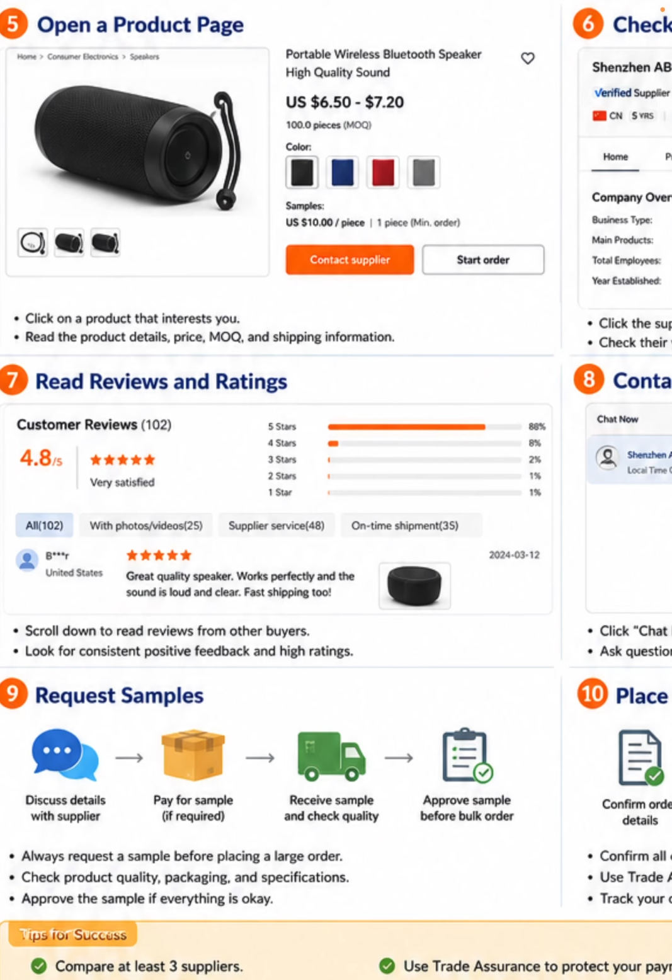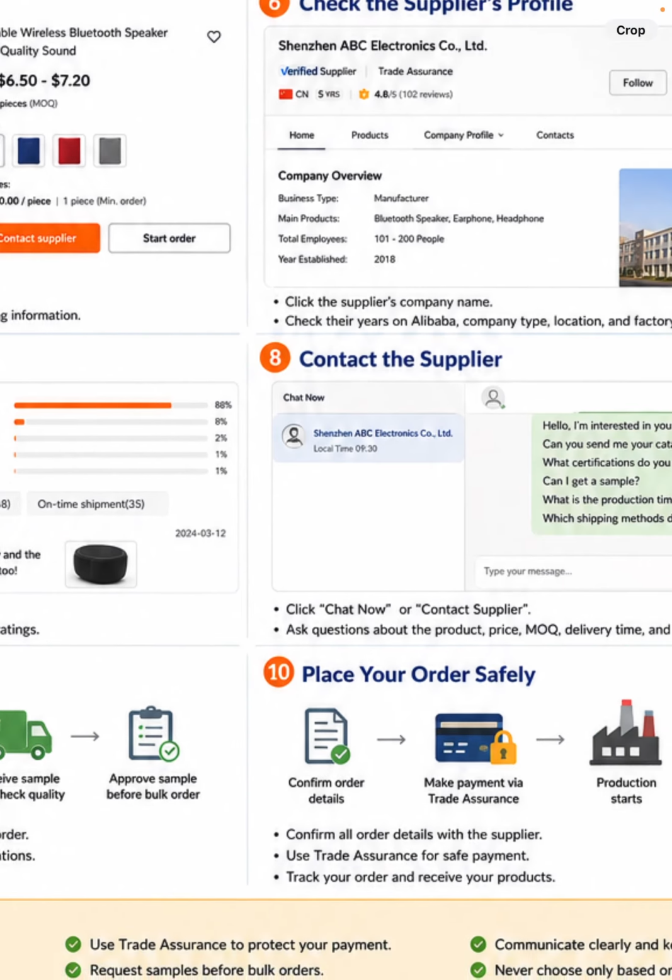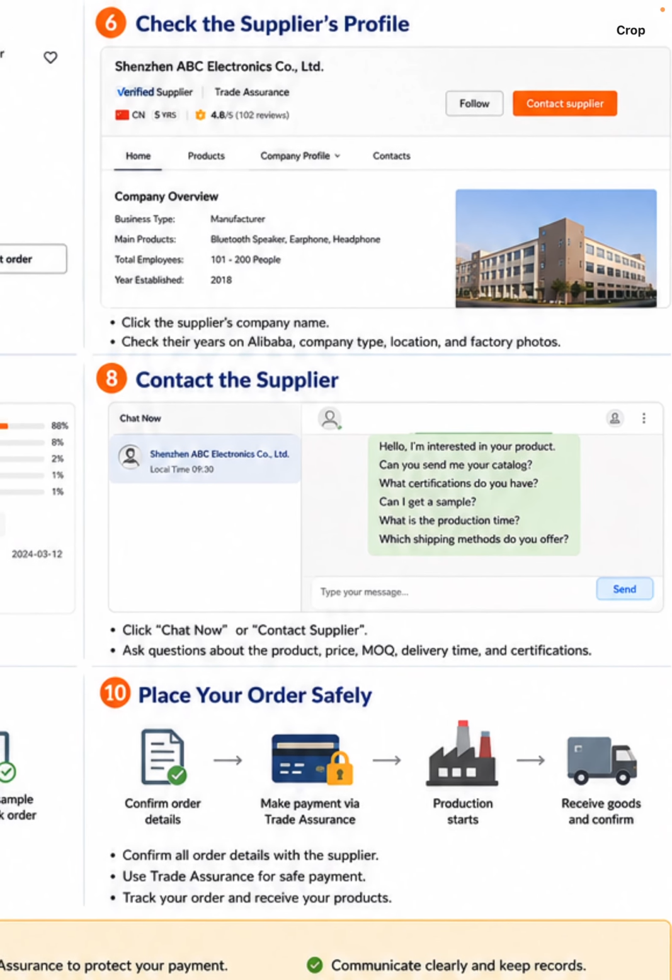So you should be careful not to buy in bulk until you have received the sample. After you have received the sample, after you have played it, because it's the speaker we are talking about, and the quality matches what you want and matches your customers' needs, then you can contact the supplier. That is the last point.